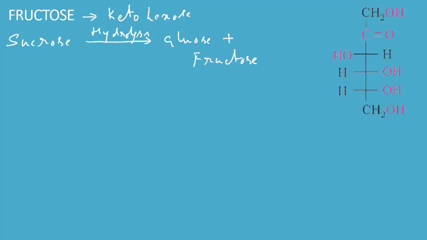So the structure of fructose is shown in this way. The ketone group is present on the second carbon from the top. Therefore this is CH2, C double bond O, CH. Except for this second carbon, all are in a similar way.